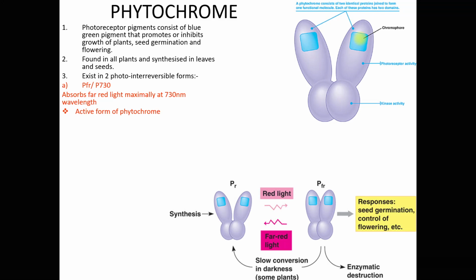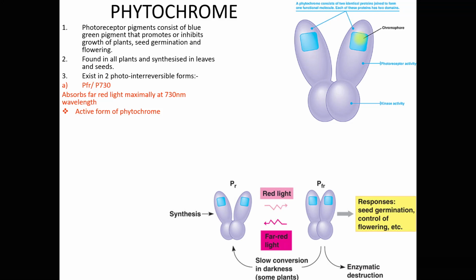Students, when you write in the exam, for this PFR, the P is a capital letter, the F and R are small letters. If possible, the FR is written in subscript. So this PFR, or P730, absorbs far red light. It only absorbs far red light.